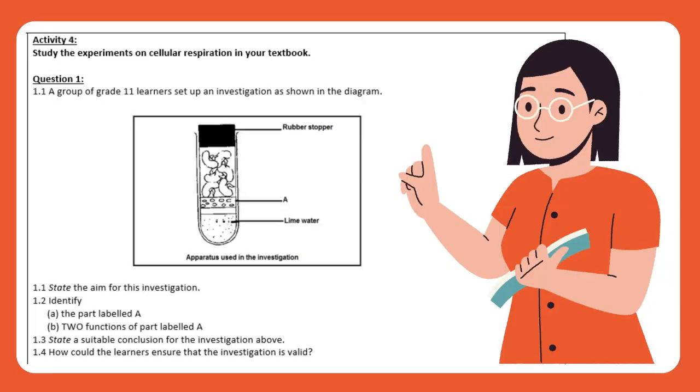Activity 4. Study the experiments on cellular respiration in your textbook. Question 1. A group of grade 11 learners set up an investigation as shown in the diagram. 1.1 State the aim for this investigation. 1.2 Identify A, the part labeled A, and B, two functions of part labeled A. 1.3 State a suitable conclusion for the investigation above. 1.4 How could the learners ensure that the investigation is valid?